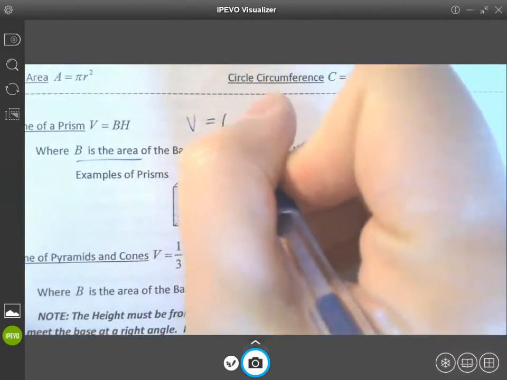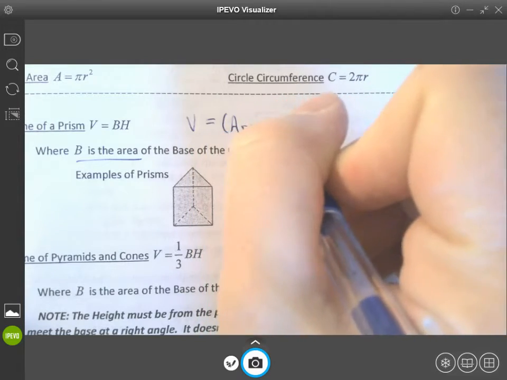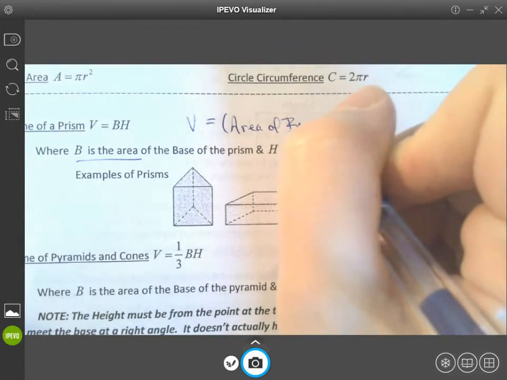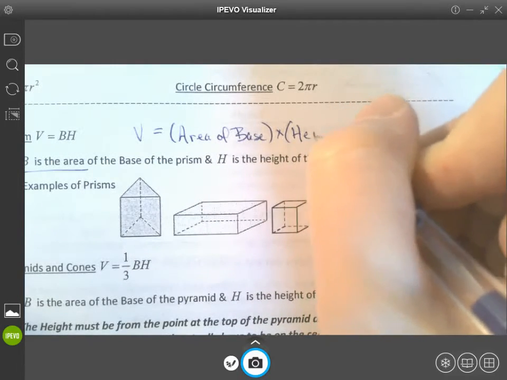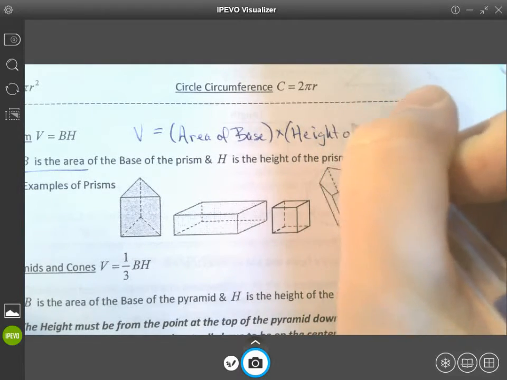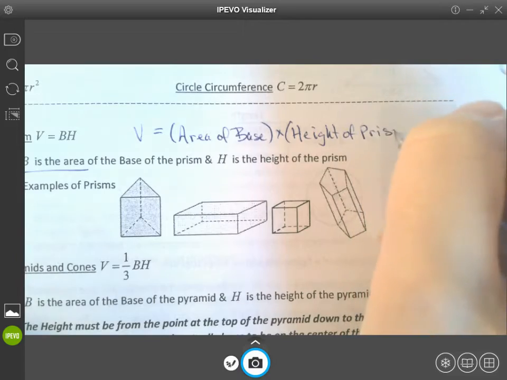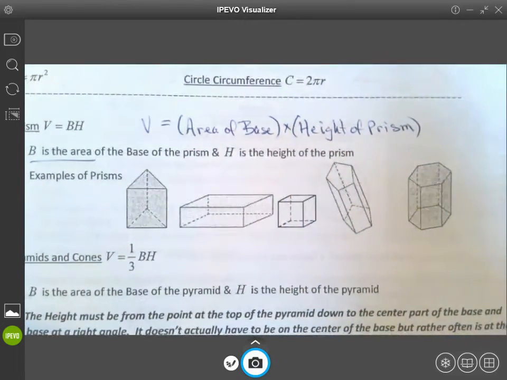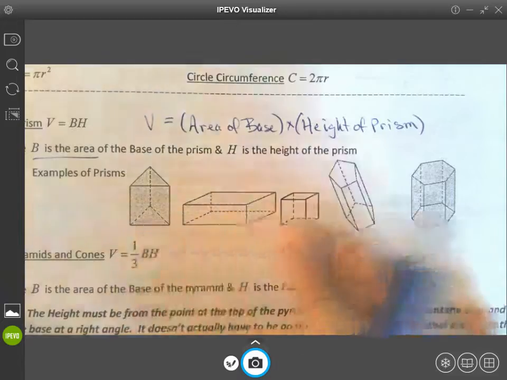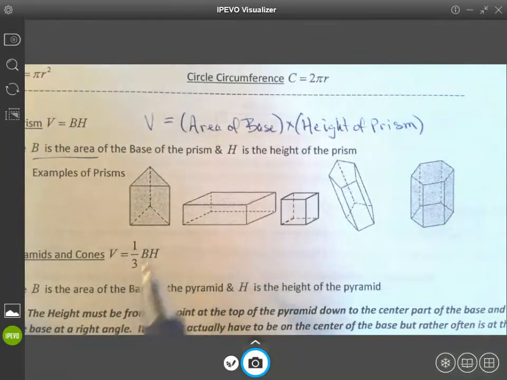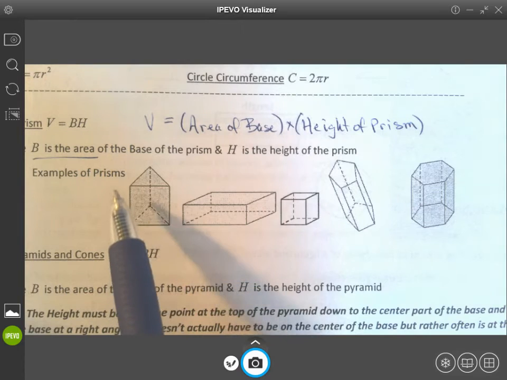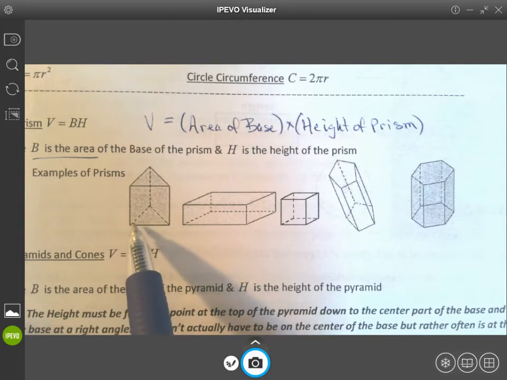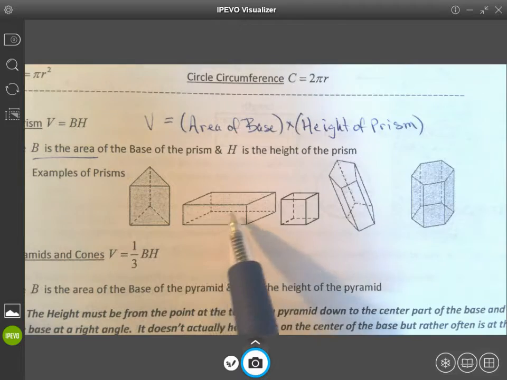That's a big deal. So V equals, I'm going to put area of base times height of prism. So that's it. There's not actually going to be a lot of formulas for prisms. You find the area of the base. So if it's a triangle, find the area of a triangle, multiply it by the height of the figure. It's basically how much can we fill this up with.